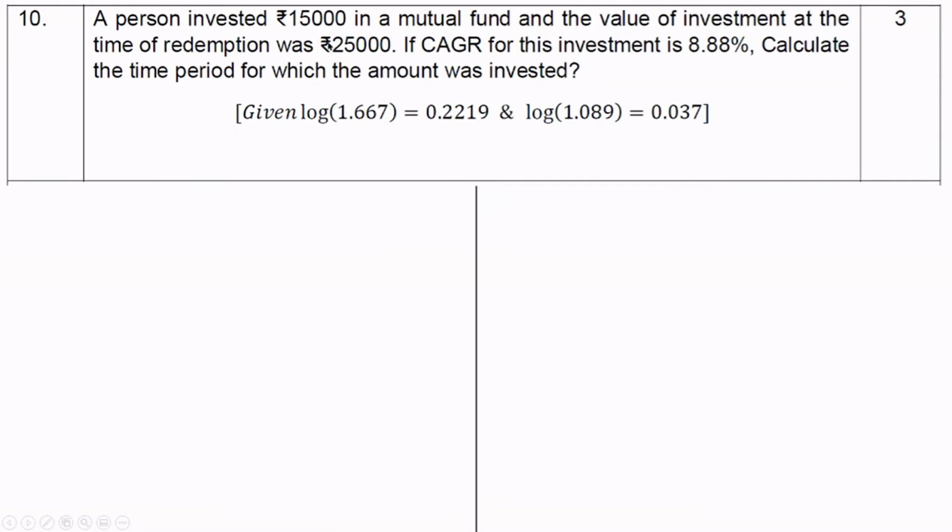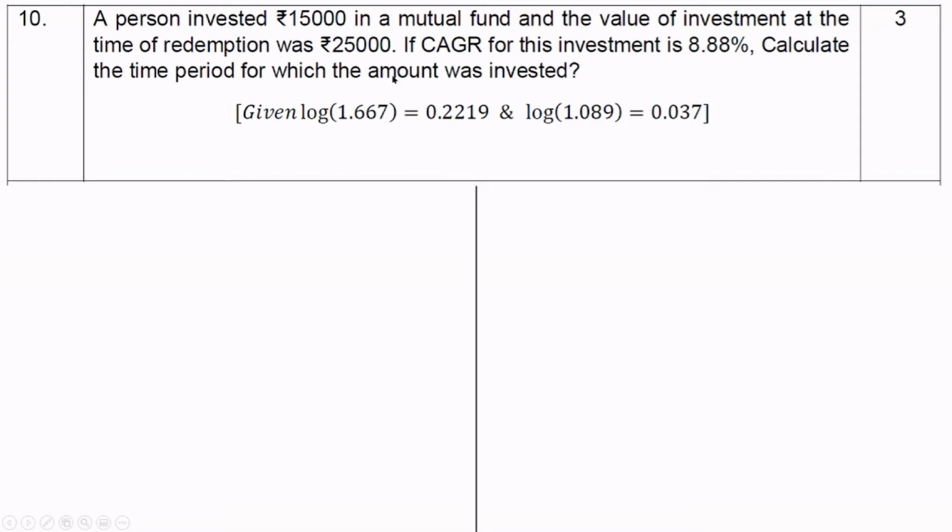A person invested rupees 15,000 in a mutual fund and the value of investment at the time of redemption was rupees 25,000. If the compound annual growth rate for this investment is 8.88%, calculate the time period for which the amount was invested. So here the initial value is rupees 15,000 and the final value at the time of redemption is rupees 25,000, and they have given the compound annual growth rate, it is 8.88%. We need to calculate the time period for which the amount was invested.